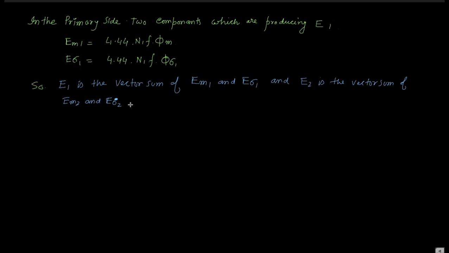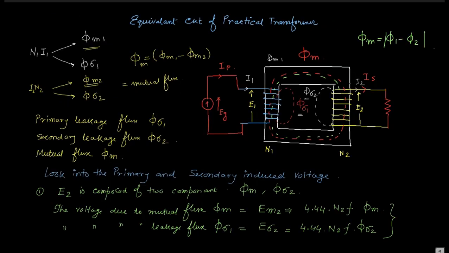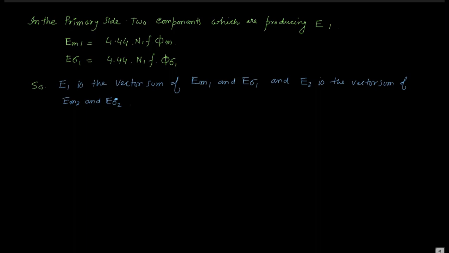Whatever the flux is, phi m and phi sigma 1 or phi m and phi sigma 2, they may or may not be in the same phase. If they are in the same phase, then they are in the same line, with no phase angle between them. If they are not in the same phase, then they have some phase angle between them. So those are the non-idealities we consider when we draw the phasor diagram.